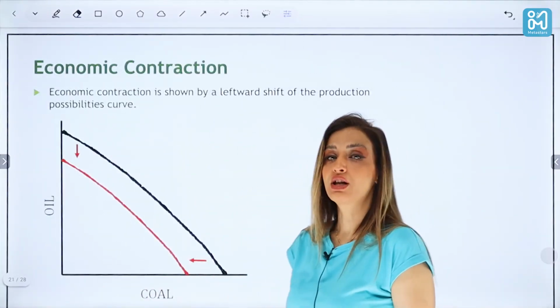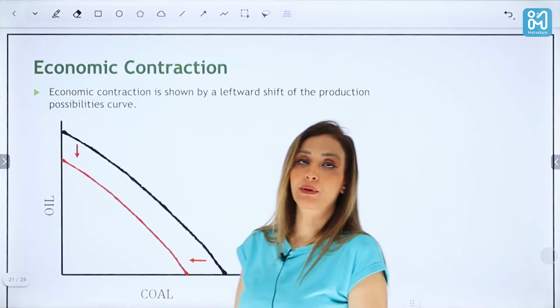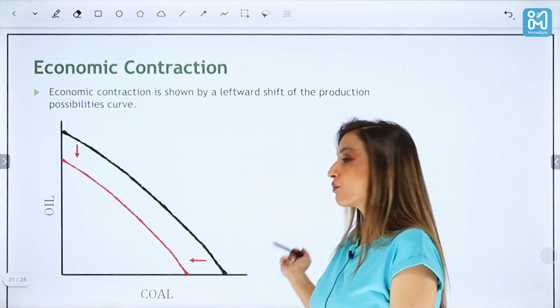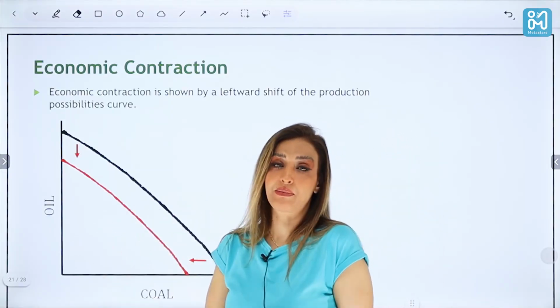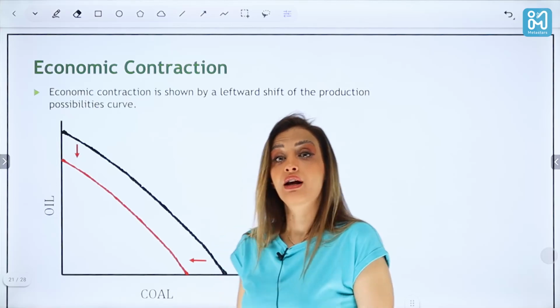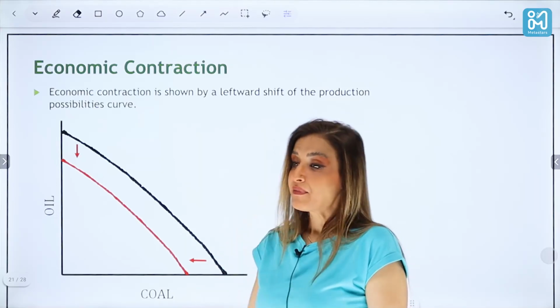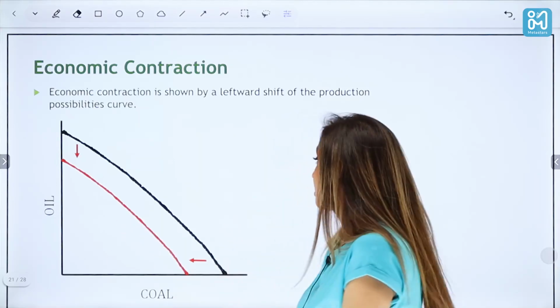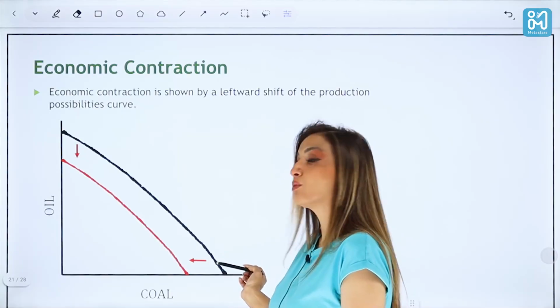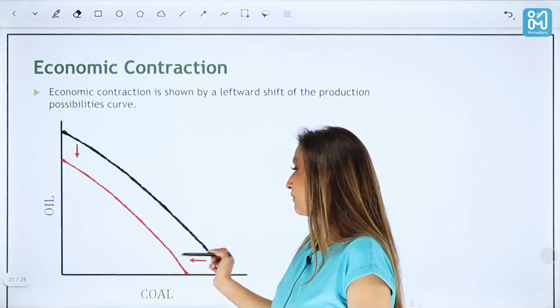Economic contraction, that means the opposite of economic growth. We are moving from right to left. That means I have something wrong in my production process. There is a decline here, so the curve will move from right to left.